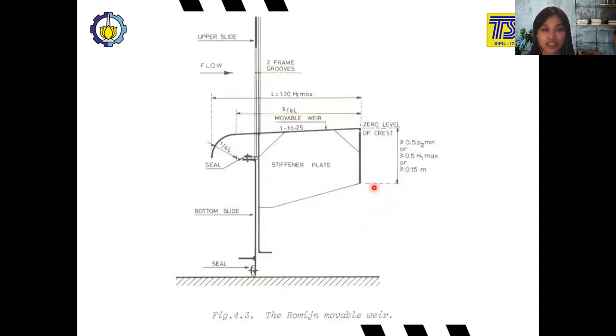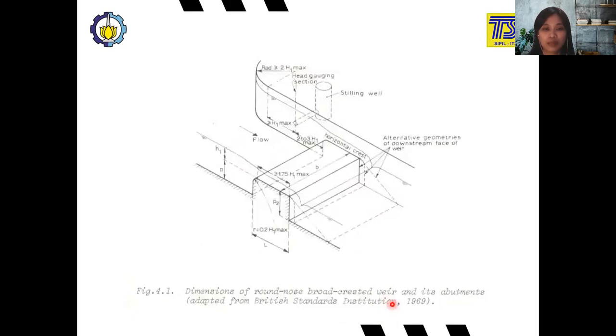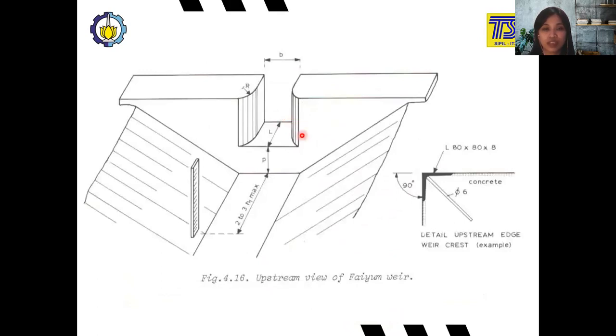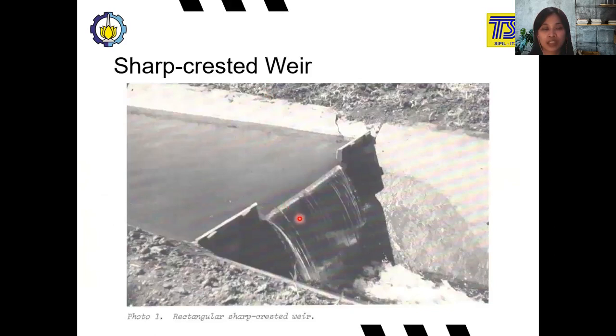And this one is the movable weir. The previous one is the non-movable weir. This one is the movable weir, the Romijn movable weir. The function is the same, to calculate the flow discharge. This is an example of the weir in the upstream view. Here we have the scale, so we can calculate the height of the water after the weir. And usually in the weir we also have a scale, so we can calculate the water level before and after the weir.